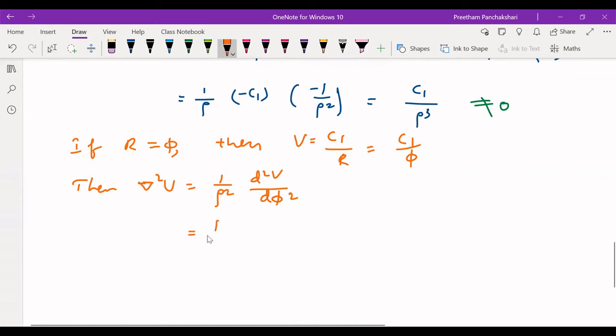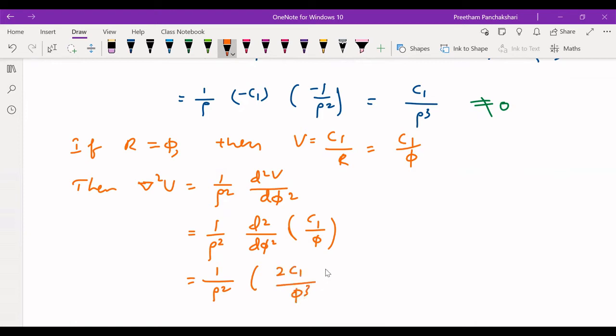So with this, let us see what happens. 1 by rho square d square by d phi square of C1 by phi. The double differentiation is already verified in the Cartesian coordinate system itself. So based on that, we can copy the solution here. This would give us 2C1 by phi cube. This is based on part 1. So this is also not equal to 0.